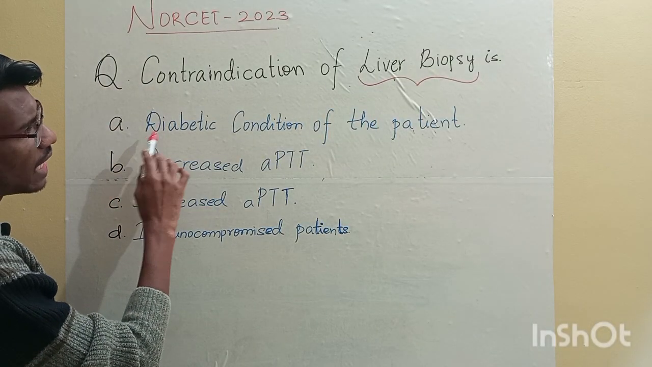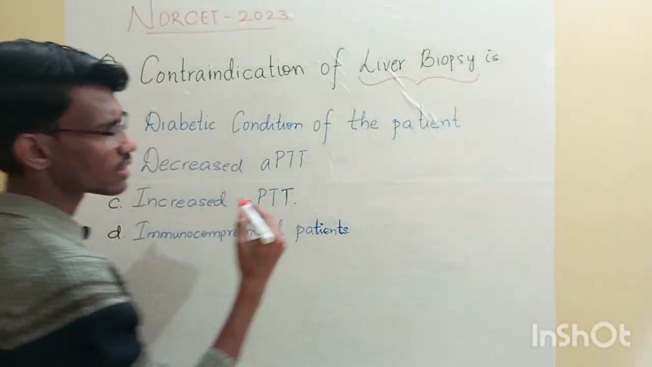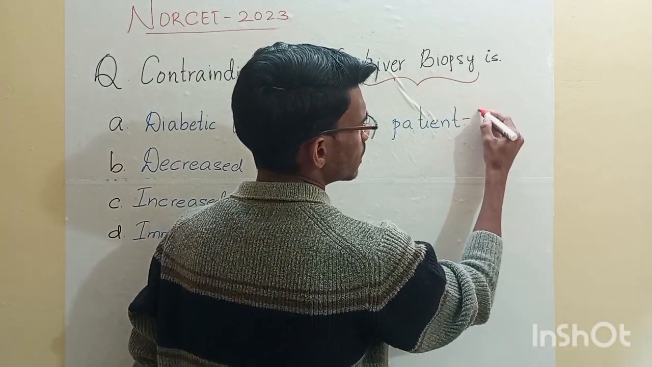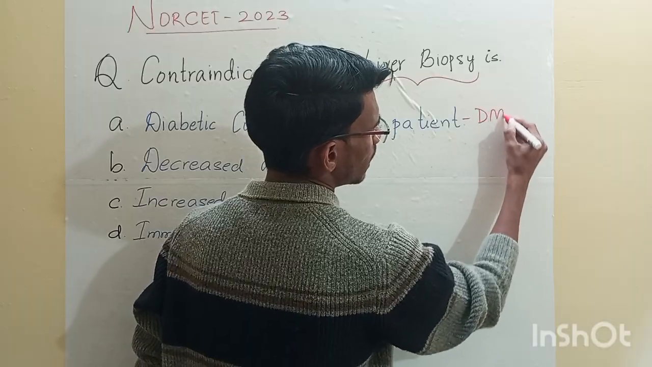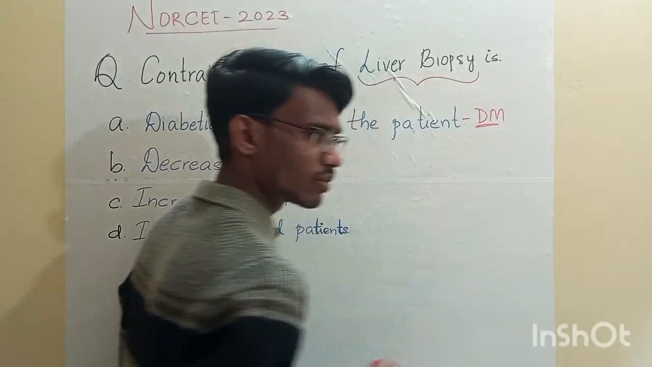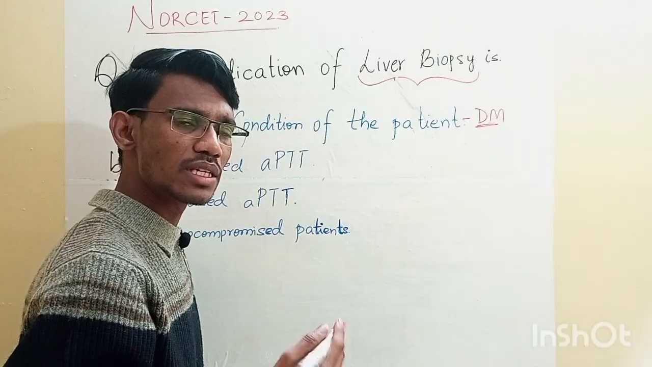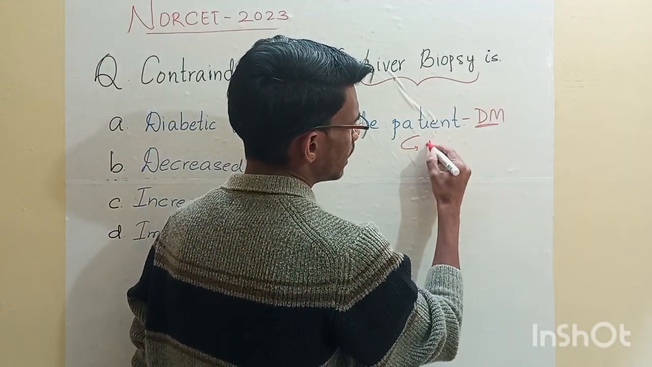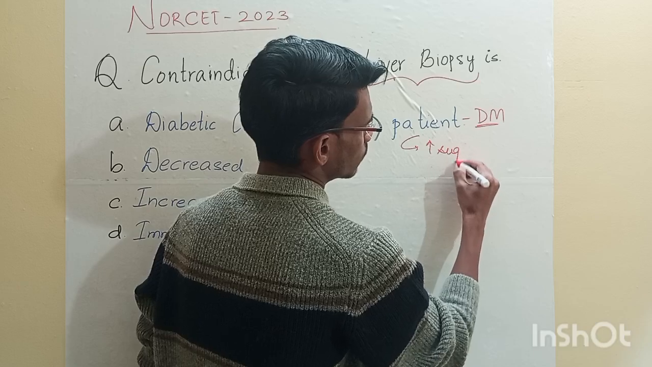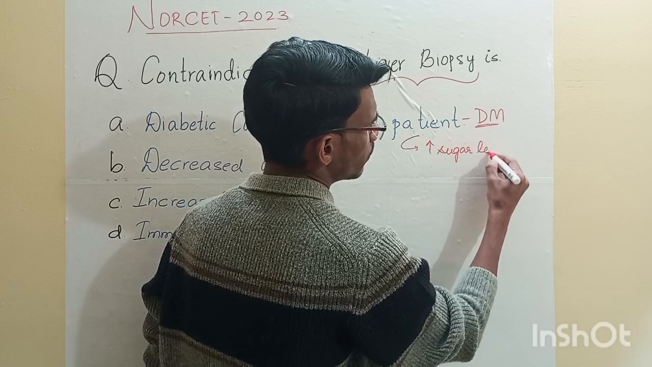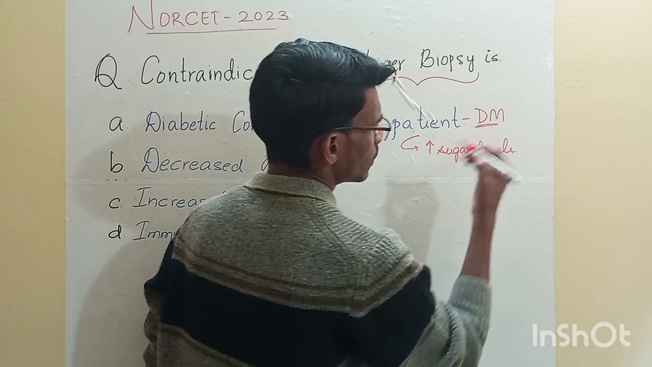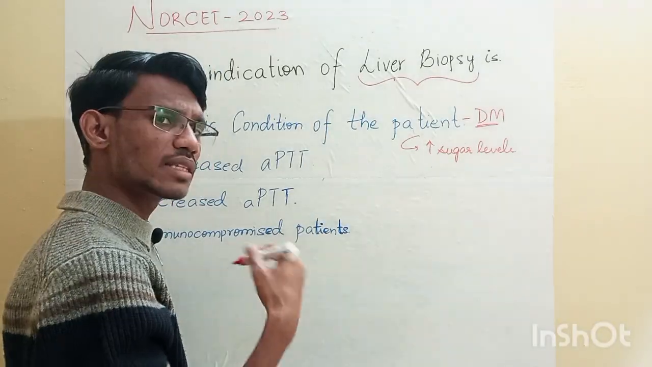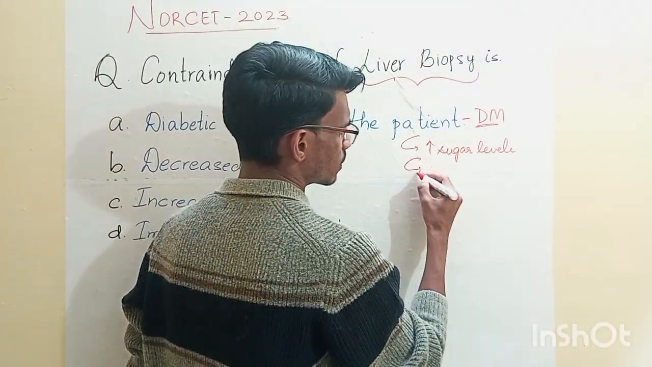The first, we have diabetic condition of the patient. So what does it mean? So the patient on whom the procedure is being carried out is suffering from diabetes mellitus. So in a patient with diabetes, what can we expect? So the patient has high sugar levels. So it may be controlled or uncontrolled. So the high sugar levels in a patient makes him more susceptible for infections.